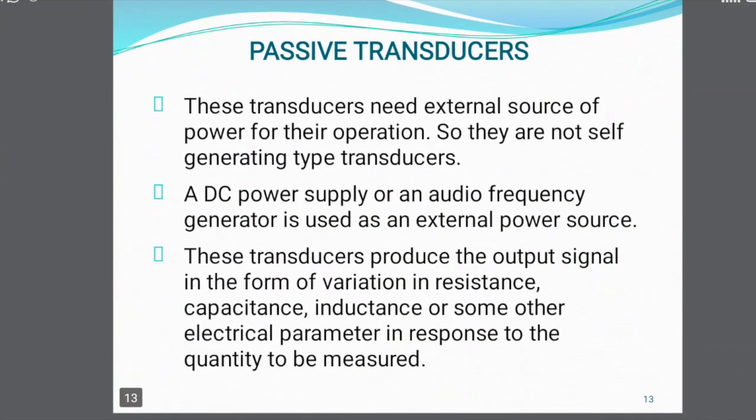Then passive transducer. This transducer needs an external source of power for its operation, so it is not a self-generating type transducer. A DC power supply or an audio frequency generator is used as an external power source. These transducers produce the output signal in the form of variation in resistance, capacitance, inductance, or some other electrical parameter in response to the quantity to be measured.